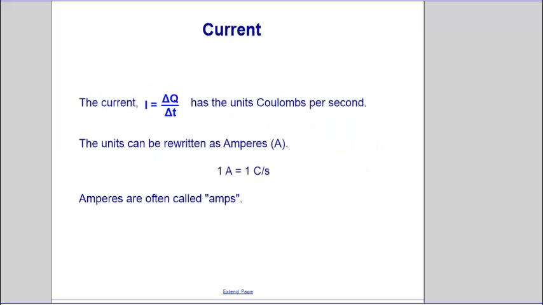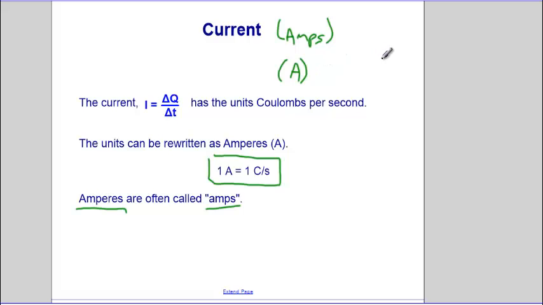So let's apply this after we restate what the units are. Amps, or amperes, often called amps, are the units for electric current. So electric current is measured in amps. Sometimes you'll see it written as AMPS. Other times you'll just see an A. Other times you'll see coulombs per second. So that's amps.